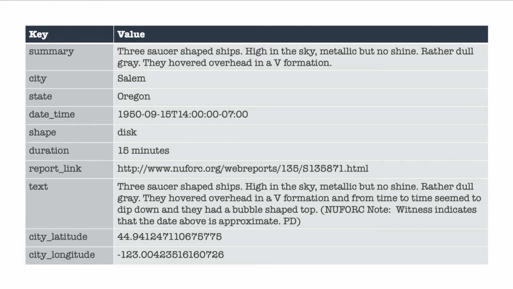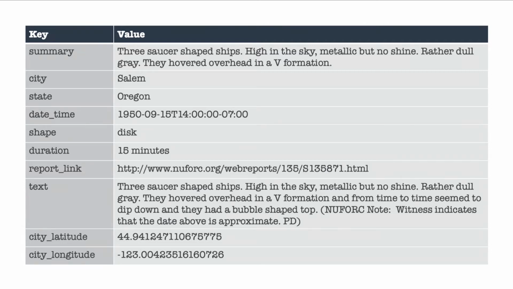3 saucer-shaped ships. That's like seashells by the seashore, isn't it? High in the sky, metallic but no shine, rather dull gray. They hovered overhead in a V formation. Sounds like a UFO sighting to me.